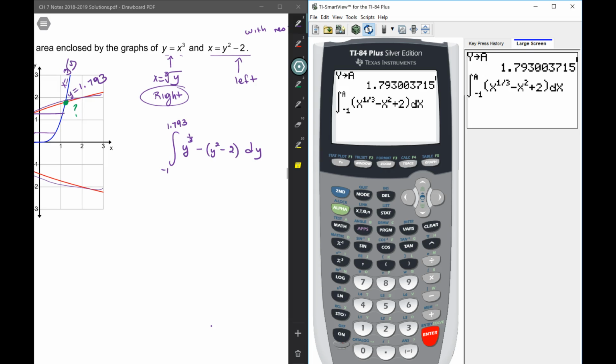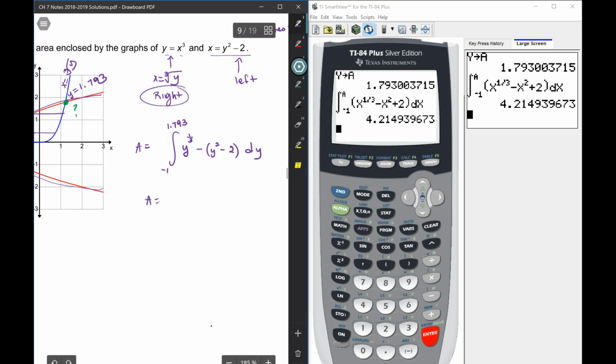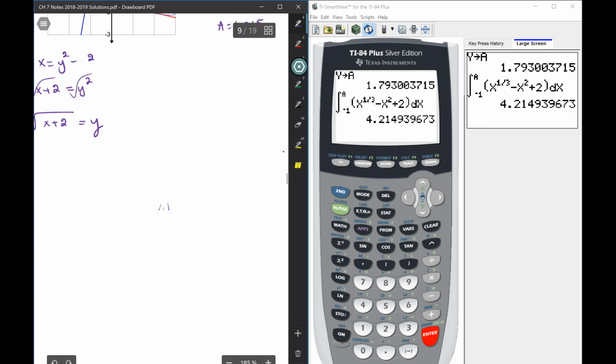It's thinking. It's still thinking. Why is it thinking that hard? It's a hard one. 4.215. Here we go. So that's the area. These are amazing. So always put in A equals because I want to know that you know that we're finding area. Mine didn't work. Wait, mine did. Okay.